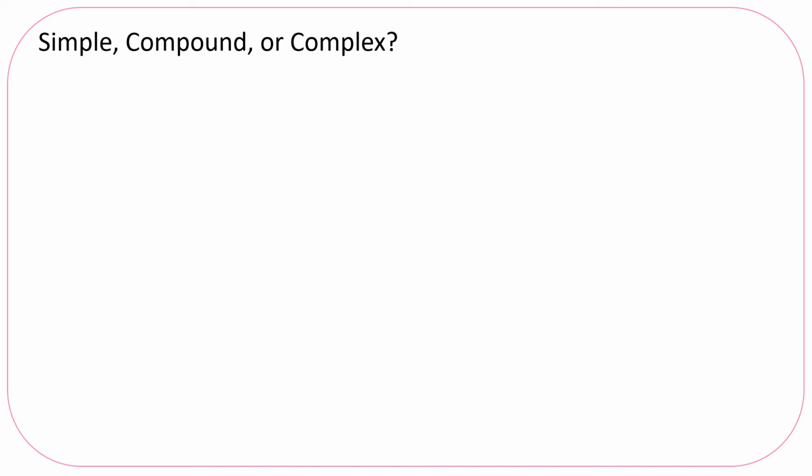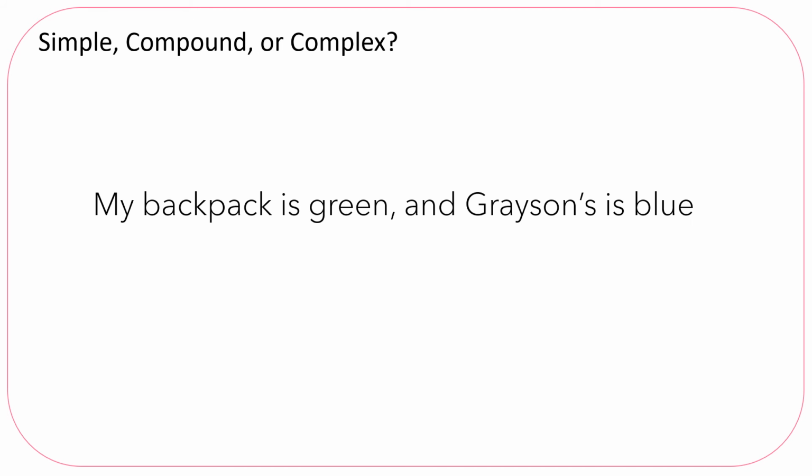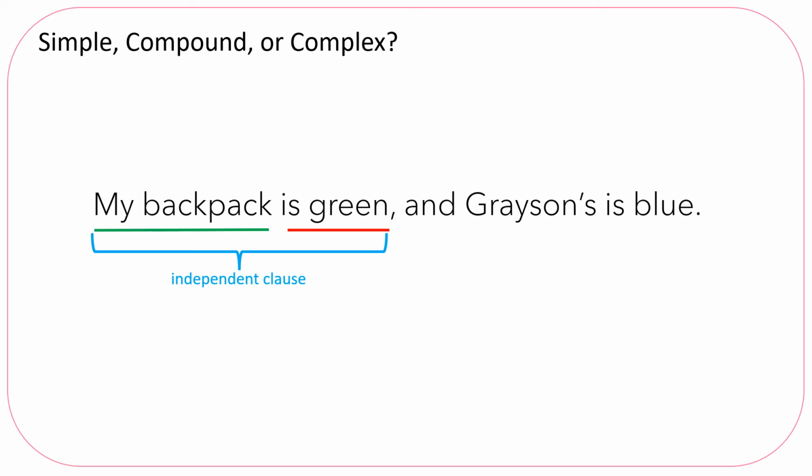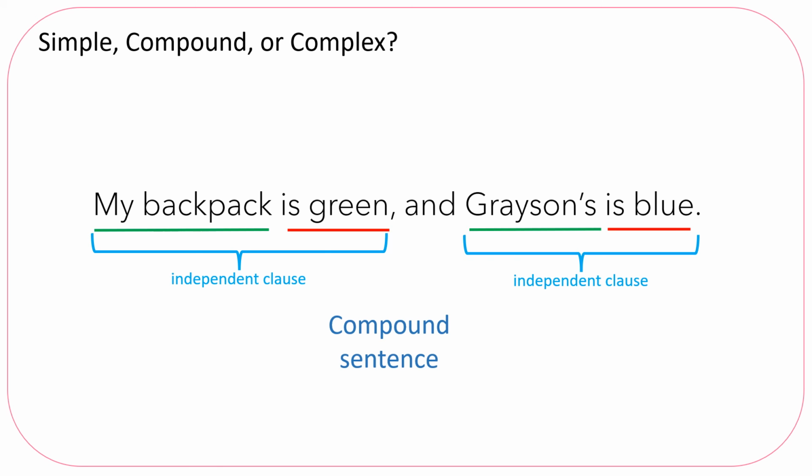Here's another example. My backpack is green and Grayson's is blue. We have my backpack as a subject, is green as a predicate. That's an independent clause. Then we have Grayson's as a subject, is blue as a predicate. That's another independent clause. They're joined with the conjunction and a comma before the and, so we have a compound sentence.